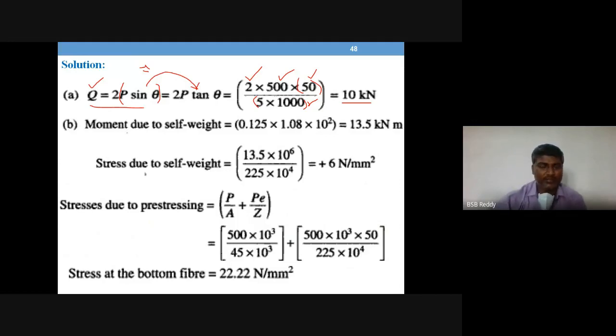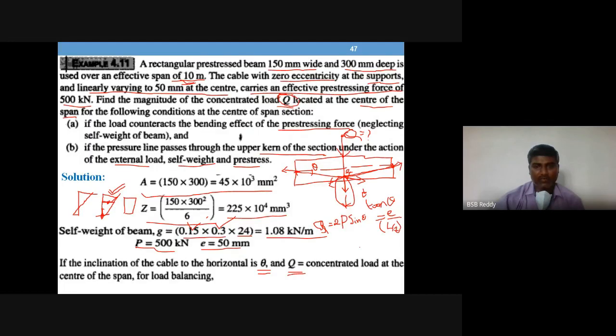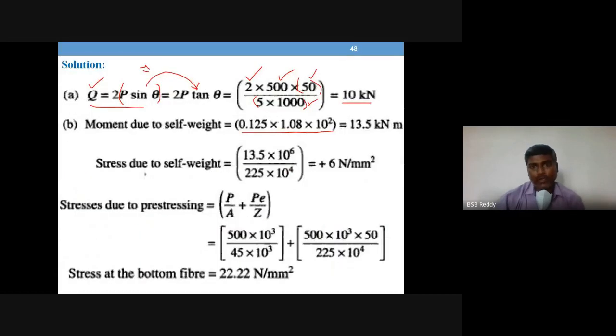That is the logic. So moment due to self weight is WL square by 8. Self weight we have calculated as 1.08. So WL square, L is 10 meters, by 8, it becomes 0.125. So that is 13.5 kilonewton meter. And stress due to self weight is M by Z, will give you this value.